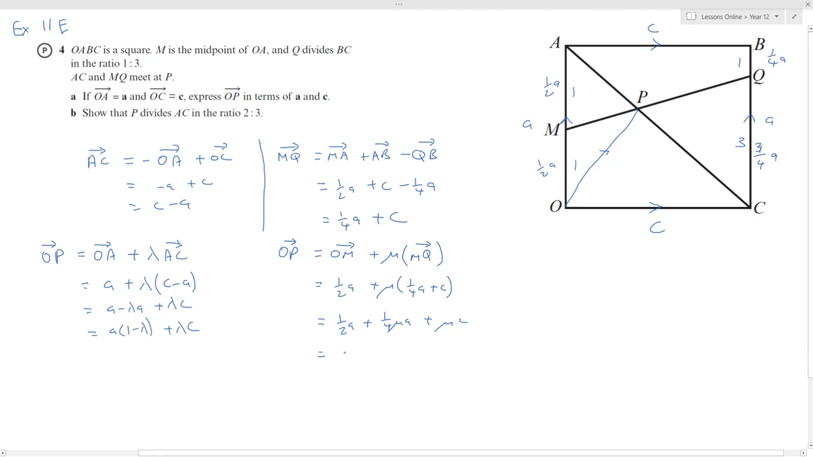what can we take out? We can take out the A and let's leave everything else as it is. So we've got a half plus a quarter mu plus mu C.